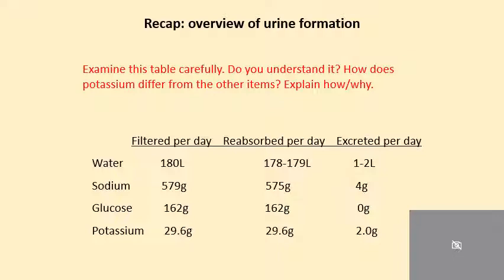Glucose, if you filter 162 grams, you will reabsorb all of that. You will reabsorb 162 grams so that no glucose is excreted from your body in urine. Potassium. If you filter 29.6 grams of potassium, you will reabsorb 29.6 grams of potassium. Well, then how did we get 2 grams of potassium in the urine? The math doesn't add up.